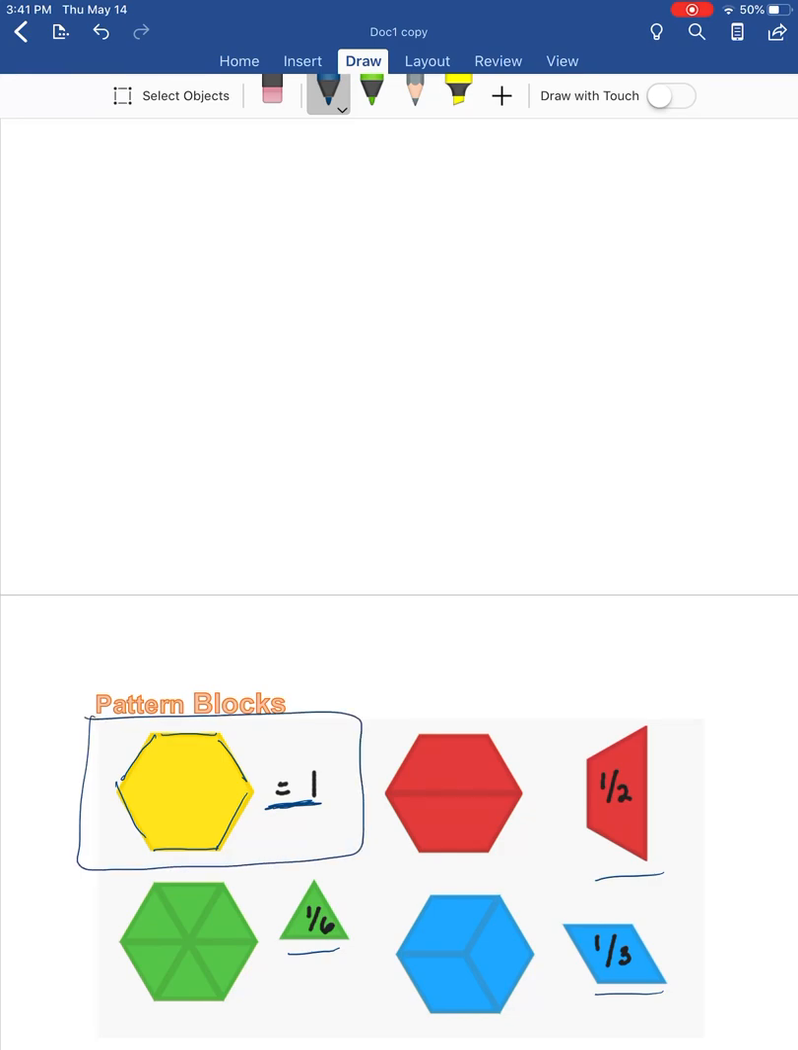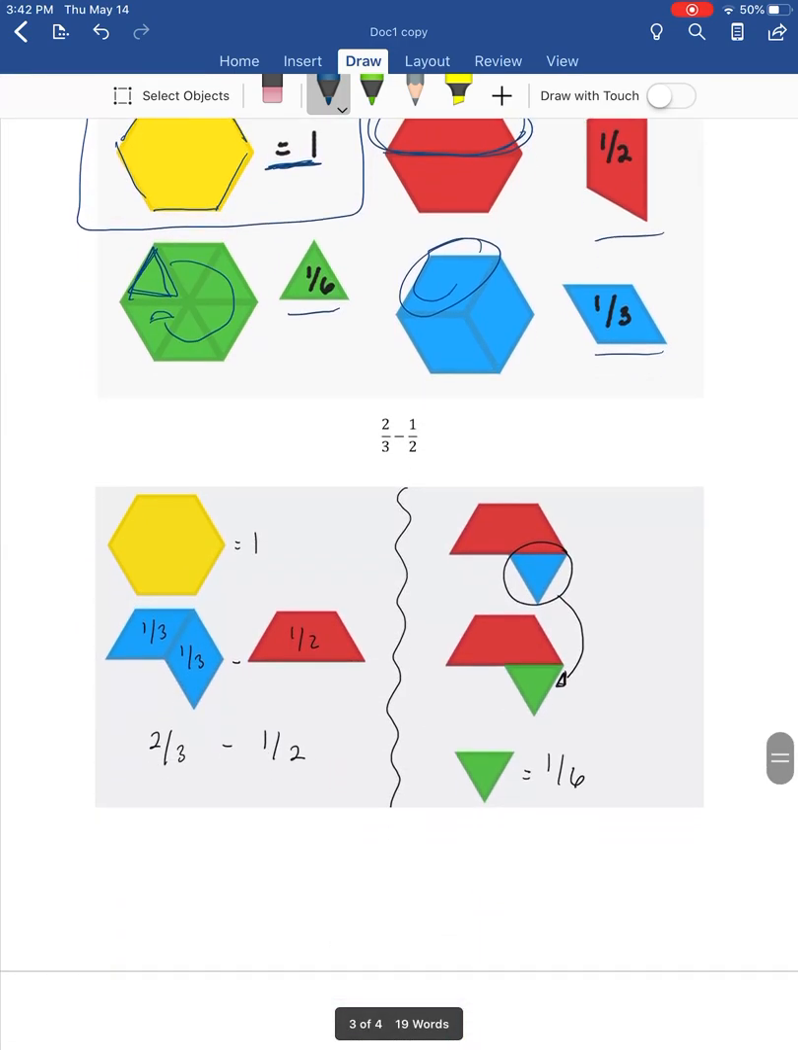In order to get the one whole utilizing a triangle, you need 6 triangles. Therefore, one of these triangles is 1/6 of the whole. Looking at the trapezoid, the same idea. Here we need 2 trapezoids to make the one whole. Therefore, one trapezoid is 1/2 of the whole. And the same thing for the rhombus. We need 3 of them to make the one whole, but just one of them is equal to 1/3.